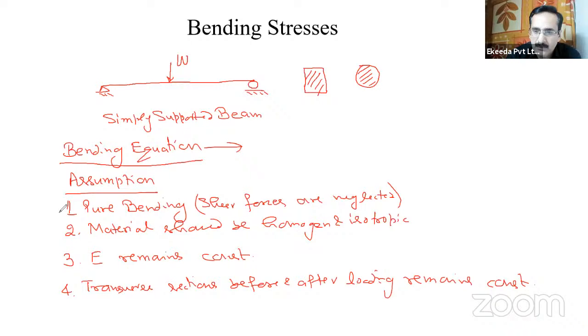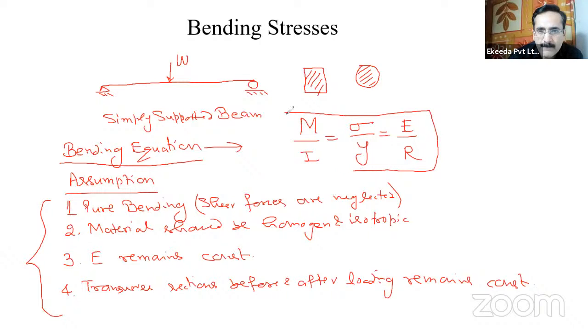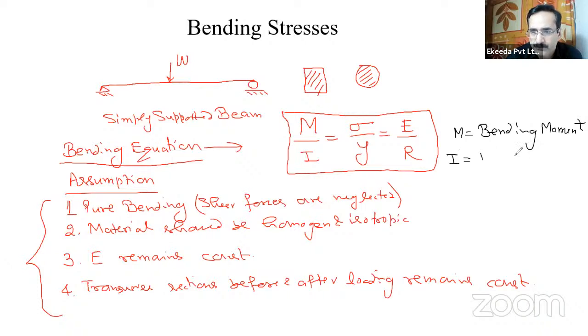Based on these assumptions, in the theory lecture we derived the bending equation, right? And that bending equation is given by M by I equal to sigma by y equal to E by R. Here M is the bending moment at a cross section of the beam. I is the moment of inertia. Sigma is the bending stress.